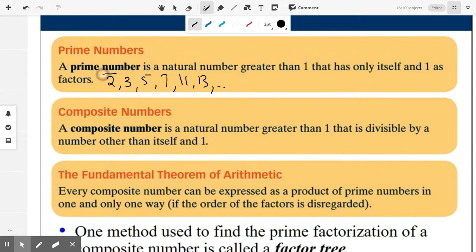One thing about the number 2 is that it's the only even prime number, because every other even number can be divided by 2.